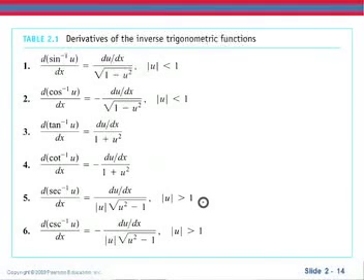Now each of the other inverse trigonometric functions also have rules for their derivatives. You'll notice that they are very similar rules. The derivative of the inverse cosine of u is the opposite of the derivative of the inverse sine of u. The derivative of inverse cotangent of u is the opposite of the derivative of the inverse tangent of u. The derivative of the inverse cosecant of u is the opposite of the derivative of the inverse secant of u.